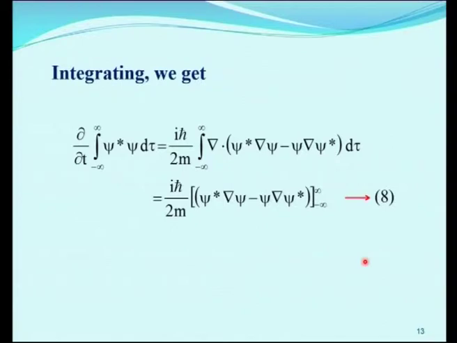Now, integrating this equation we get ∂/∂t of the integral from minus infinity to plus infinity of ψ*ψ dτ is equal to iħ/2m times the integral from minus infinity to plus infinity of ∇·(ψ*∇ψ - ψ∇ψ*) dτ. So, iħ/2m into (ψ*∇ψ - ψ∇ψ*) between the limits minus infinity to plus infinity. This is equation number 8.